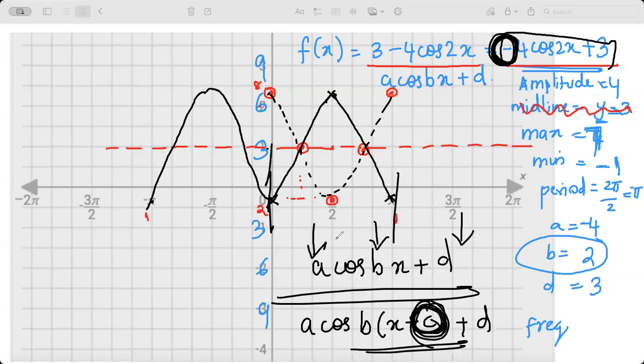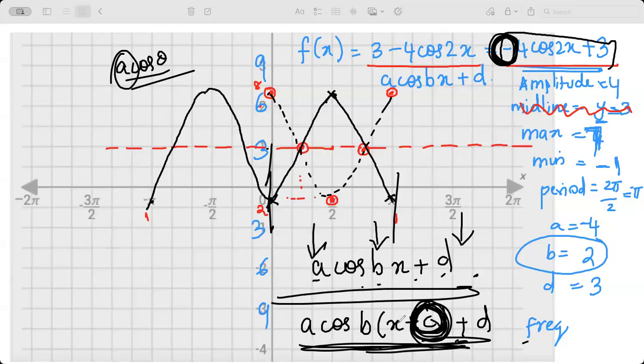So slowly, first we introduced a cos theta. That was a slight difference of a. Now we introduced a cos bx plus d. Next week we'll introduce a cos b x plus c plus d. So C, which is the phase shift, comes in. Once we finish all this, we can go ahead and do word problems. Any questions, guys?